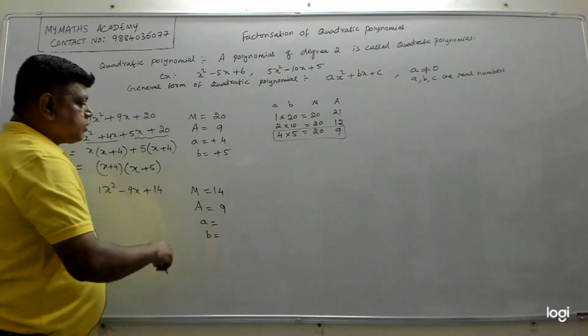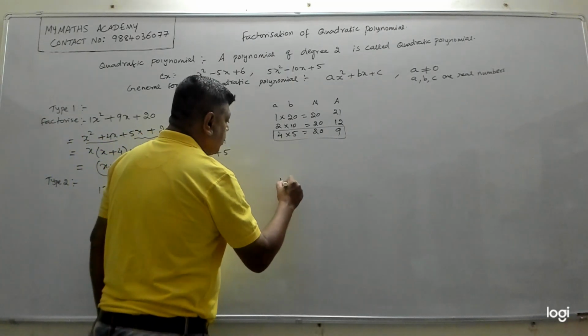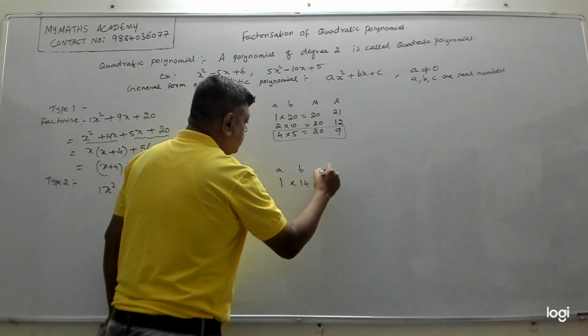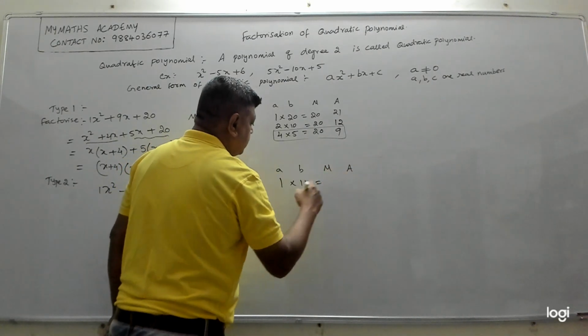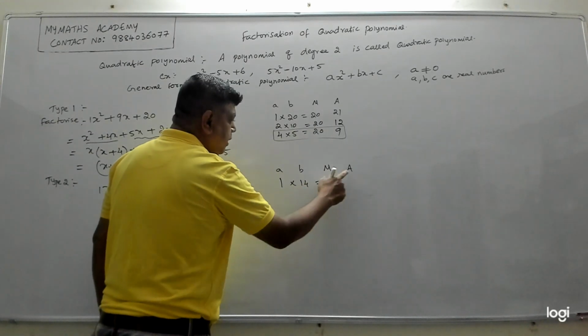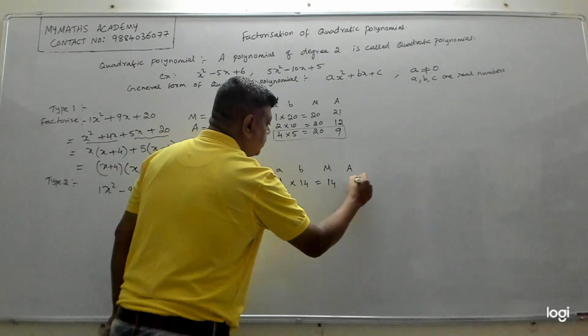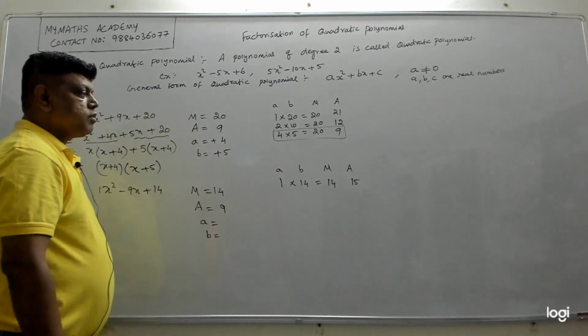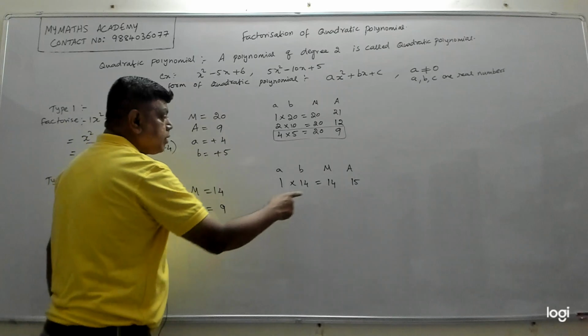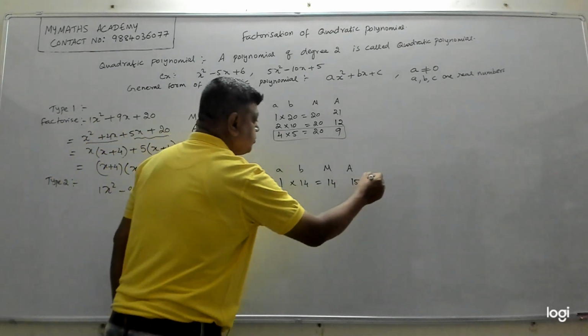So what are the two numbers? If I multiply, I should get 14. We'll first start with 1. So this is a, this is b. 1 into 14, we'll call it m and a. 1 into 14 multiply, I'm getting 14. Now if I add 1 plus 14, it is 15. But what I should get? I should get m as 14 and a should be 9. But I'm getting 15. So this will not work.